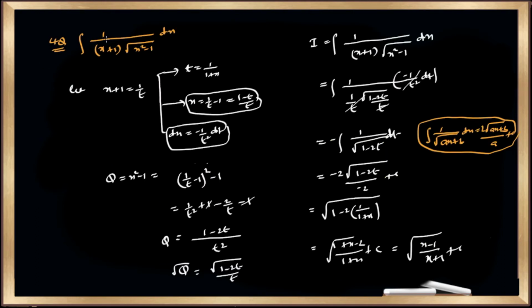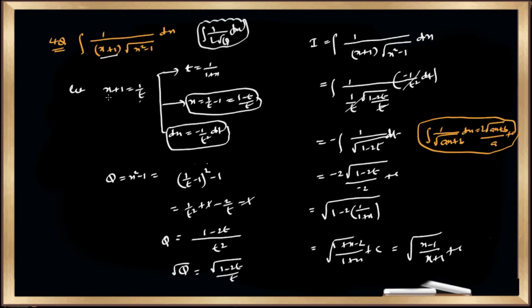Next, 1 by x plus 1 into root over x square minus 1. So this is 1 by linear into root over quadratic. The working rule is we have to let the linear part. So what about the linear part? This linear part, x plus 1, we have to take as 1 by t. From this one we can write t as 1 by (1 plus x), if we make t the subject.